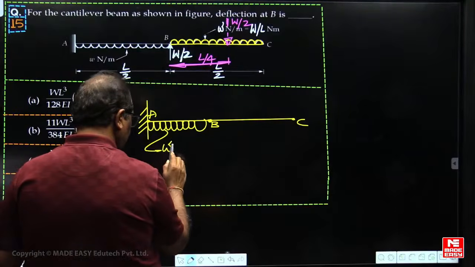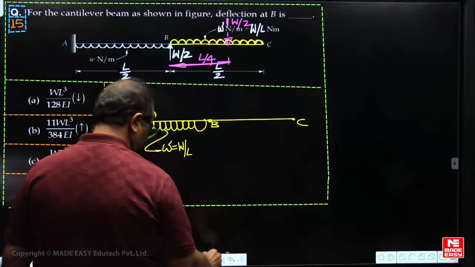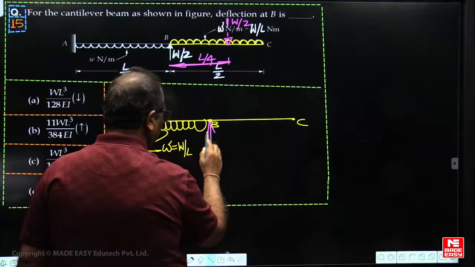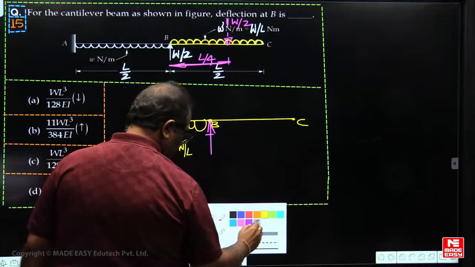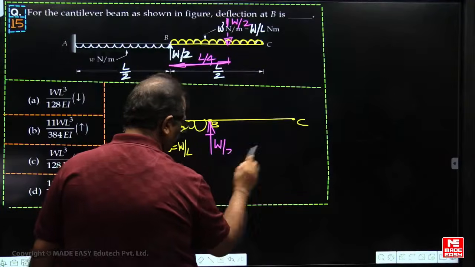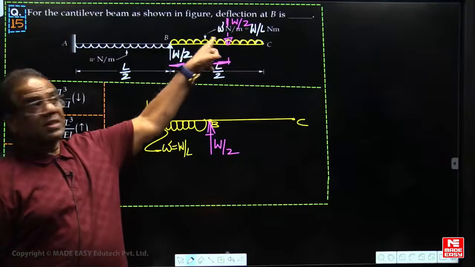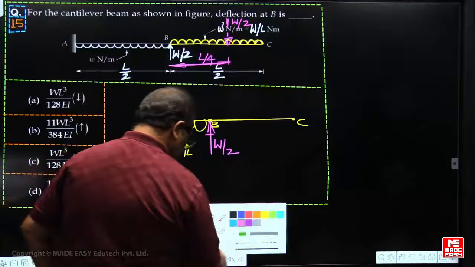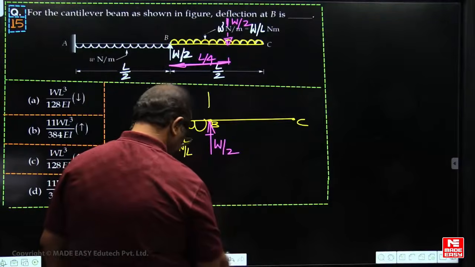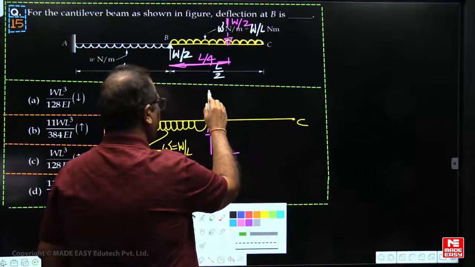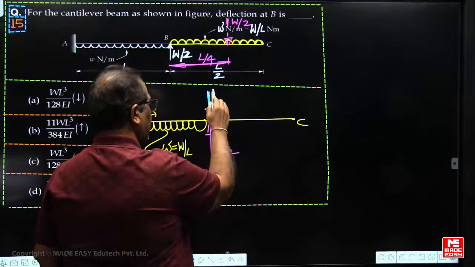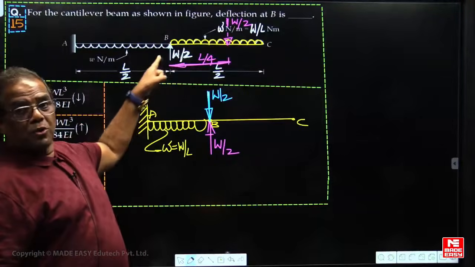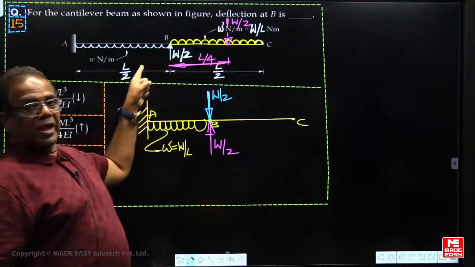This is small w equal to a constant point load W by 2. And what about this downward UDL is equal to how many loads here? Now a constant point load. And what is the moment due to this? Now W by 2 into L by 4 clockwise. W by 2 into L by 4 clockwise.